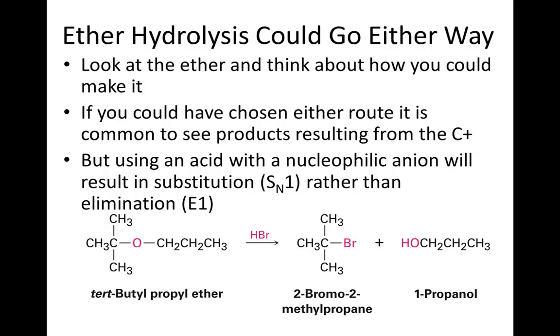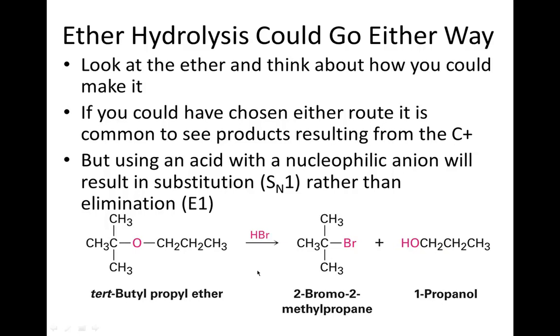Sometimes it can go either way. If you look at this example and think about how you would have made it, you might have made it with an SN2 Williamson reaction, because you have a primary carbon on one side of the oxygen. And so if you put in HBr, then you could use the Br as the nucleophile. But look what happened here. As soon as you protonate, this tertiary carbon could spontaneously ionize and form a carbocation.